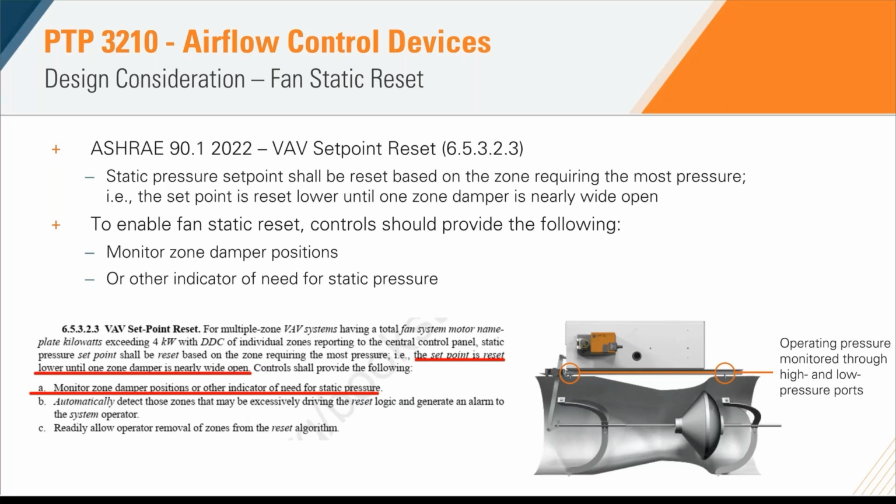Well, for the Venturi valve, being able to monitor the actuator position doesn't actually tell us much about how much pressure the valve needs to operate. So in this case, we're going to monitor the valve through the operating pressure from the high and low pressure ports. That's the other indicator for a need of static pressure. So buildings can monitor the valve operating pressure, and reduce that fan static set point until the valve is operating closer to the minimum range on that valve operating pressure.